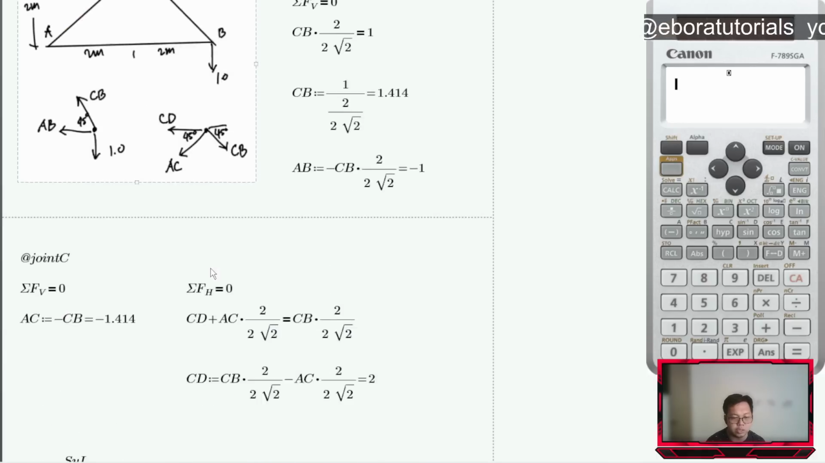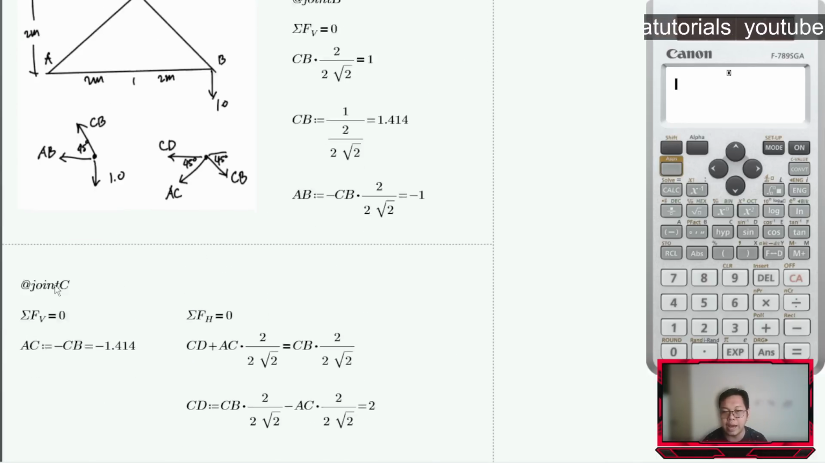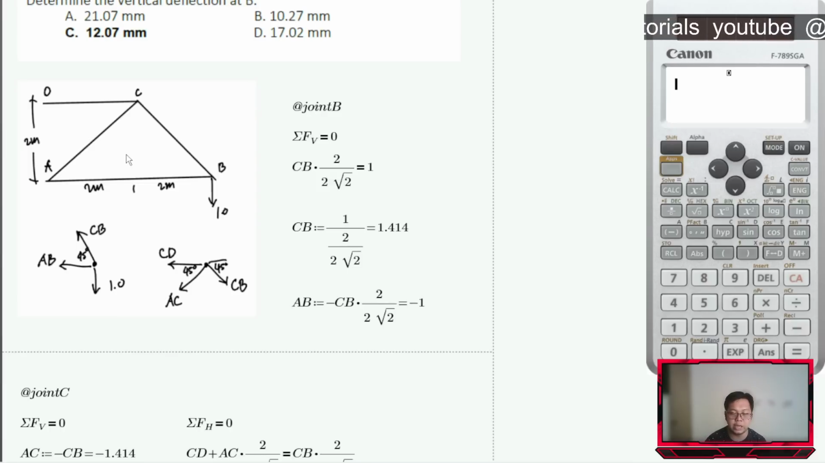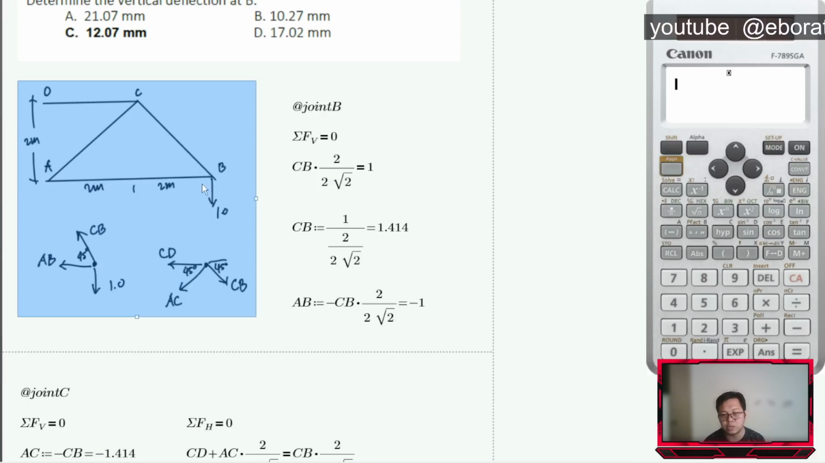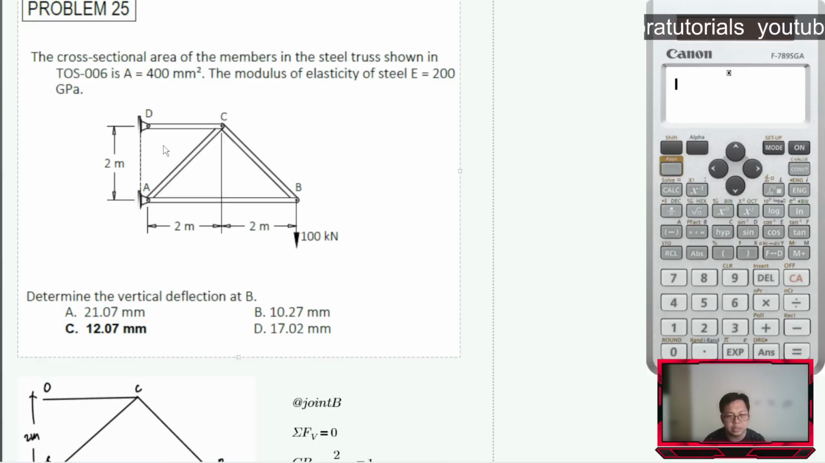Meron tayong general equation, ΣuFL over AE, di ba? So, kunin lang natin yung actual bar forces and virtual bar forces. So, anyway, ang inuna ko is yung virtual bar force kasi baka may mga zero bar forces dito para ma-skip na lang natin. But anyway, I think walang zero bar force dito. Sige, so proceed tayo. First, by the way, notice, dalawang hinge yan, no?